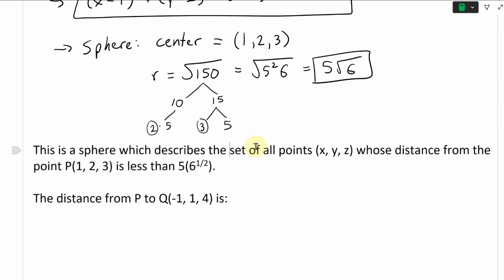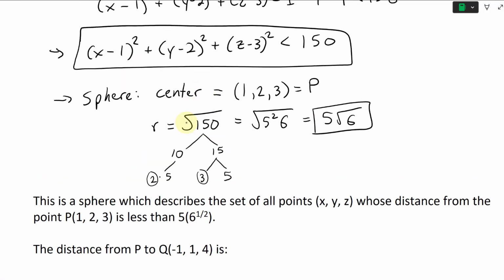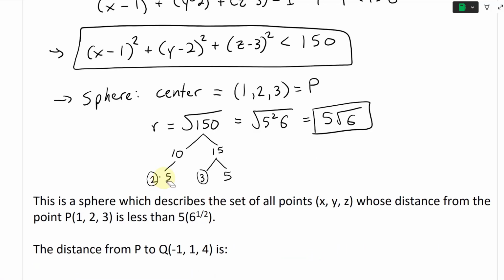This is a sphere which describes the set of all points x, y, and z whose distance from the point P, we'll call that P at the origin right here, which is (1, 2, 3), is less than 5 times square root 6, or 6 to the power of 1/2. It's not easy to do square root in this OneNote. So this is less than it. I'll put less than instead of equals, because we want the set of all points inside the full sphere.